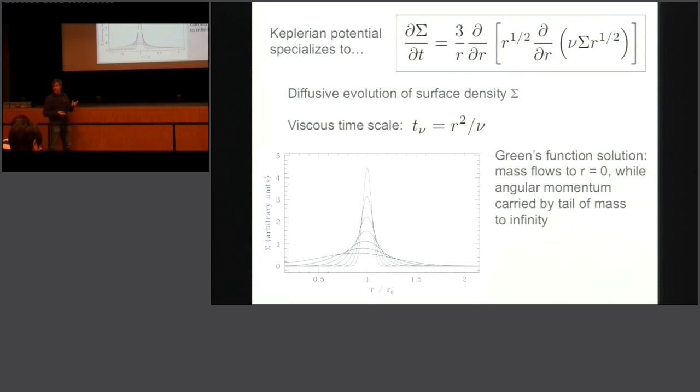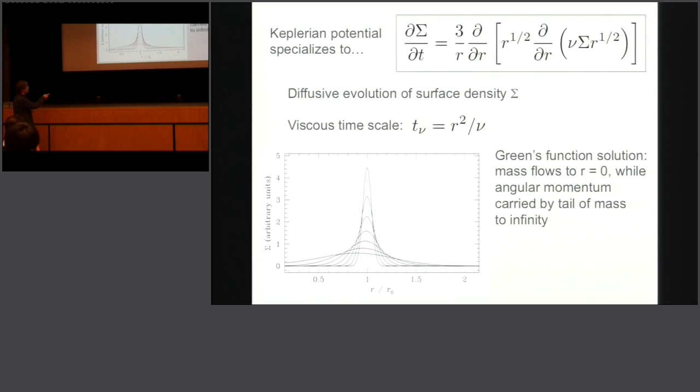So if we know something about the viscosity, and we know something, say, about the scale of the disk, the viscous timescale to order of magnitude will be the timescale on which this viscous redistribution of angular momentum will lead to a significant change in the surface density. And this equation has simple solutions in some limiting cases.